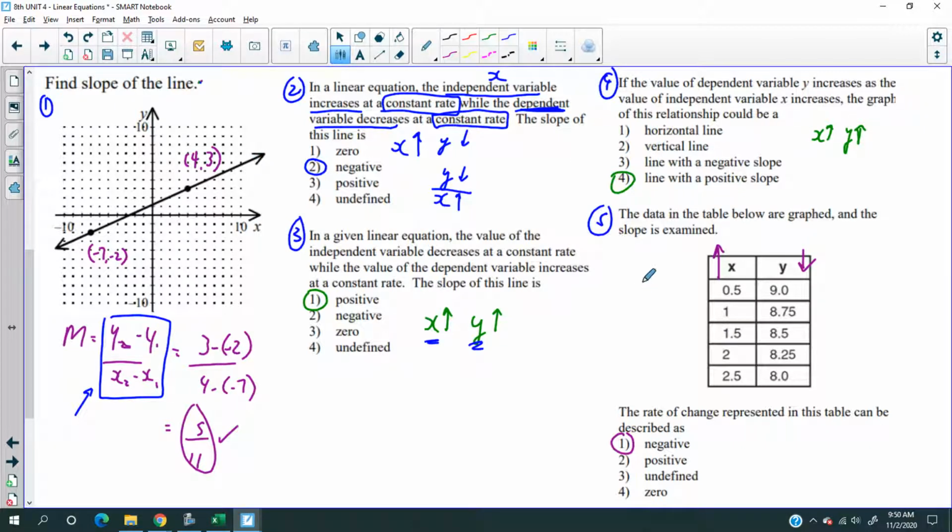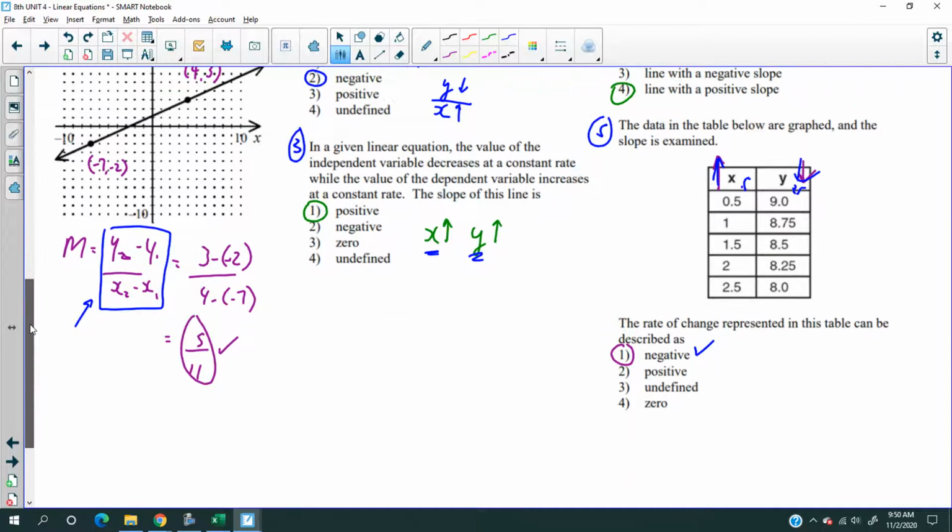Number 5 really cracked me up because I hope you didn't try to do anything with the numbers, because you don't have to. Look, you see how x keeps going up by 0.5, and y keeps going down by 0.25. So that tells you x keeps going up, y keeps going down. What's the line? Negative. It's a negative slope. You don't have to get fancy and do all the numbers. There's no number to crunch here.